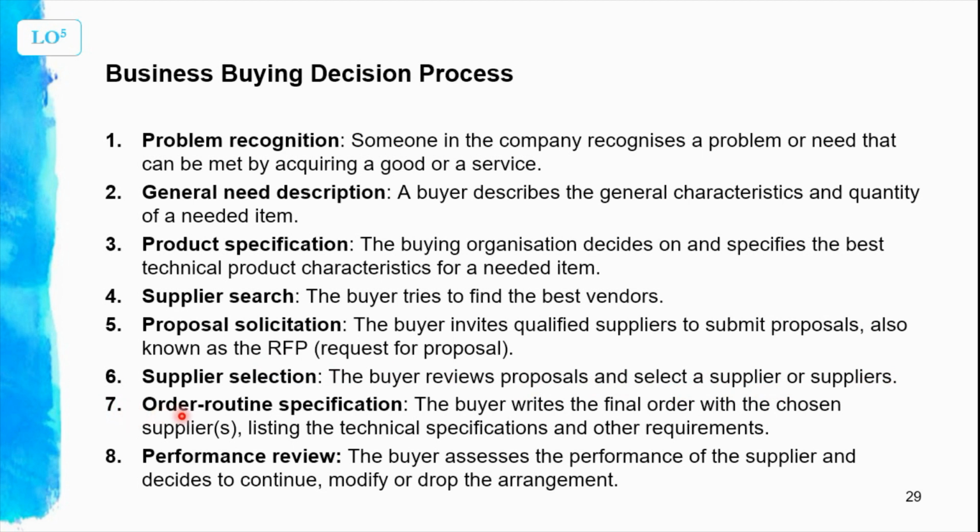Next we have the order routine specification. This is where the buyer finally writes the final order with the chosen supplier, listing the technical specifications and other requirements. Essentially, this is the part where we carry out the buying from the vendor. And we don't stop there. There's the eighth step, which is the performance review. The company needs to look at how well the vendor is doing. The buyer will assess the performance of the supplier and decide whether to continue with the vendor, modify the purchases made, or even drop the arrangement so that they can look at other suppliers that can deliver to their expectations.